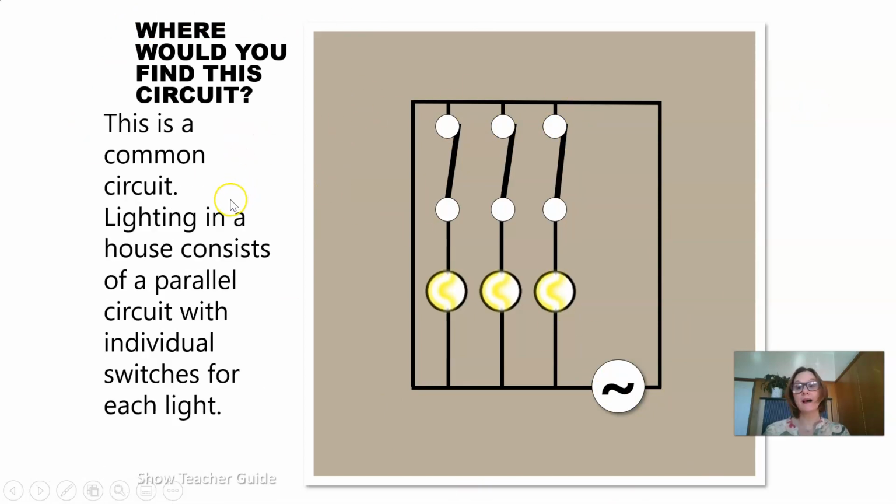This is a very common household circuit. Lighting in a house consists of a parallel circuit like this, with individual switches for each light. And that's why sometimes you walk into your specific room in a house and there's a number of lights. Each one of them turns on a specific circuit to turn on a specific light.